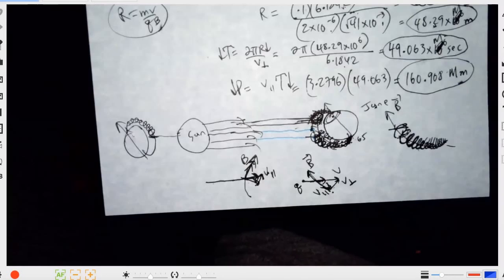Okay, now let's cover the magnetic force on current carrying wires and rods.